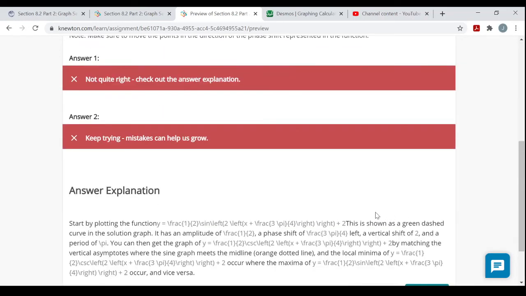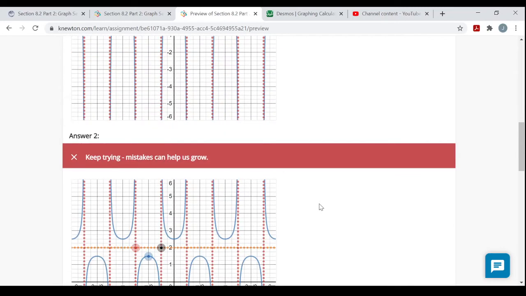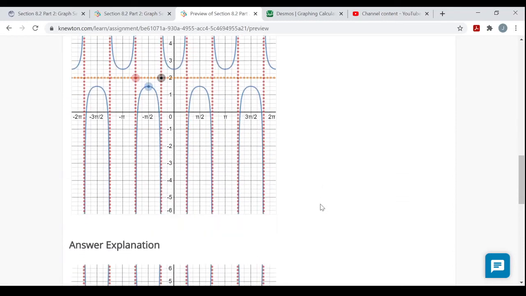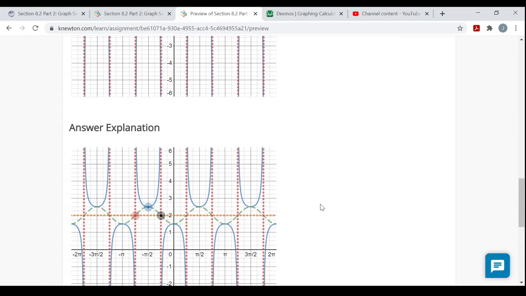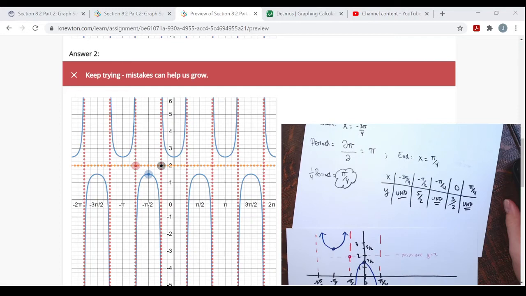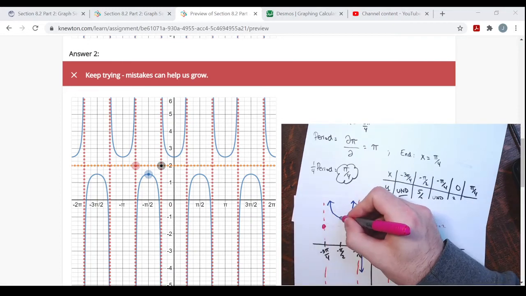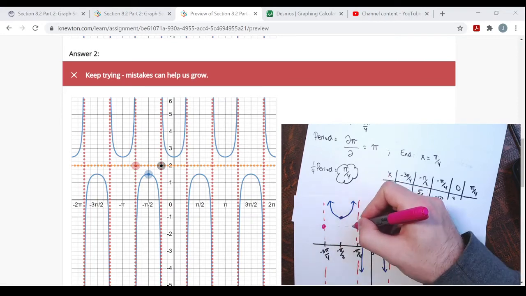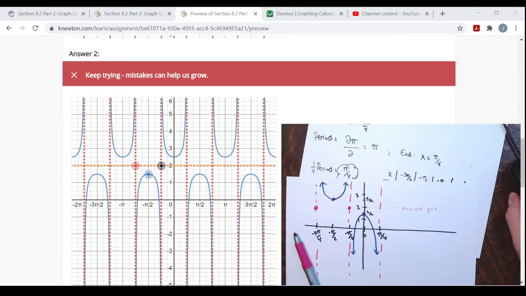Oh, what happened? Alright, let's see what their answer explanation is. Answer 1, answer 2. Oh yeah, I moved it over, but I forgot to switch the U ups and U downs. Right, look at my drawing. Yeah, my bad. I moved this over here, but I didn't switch the U down to a U up like I have in my drawing.